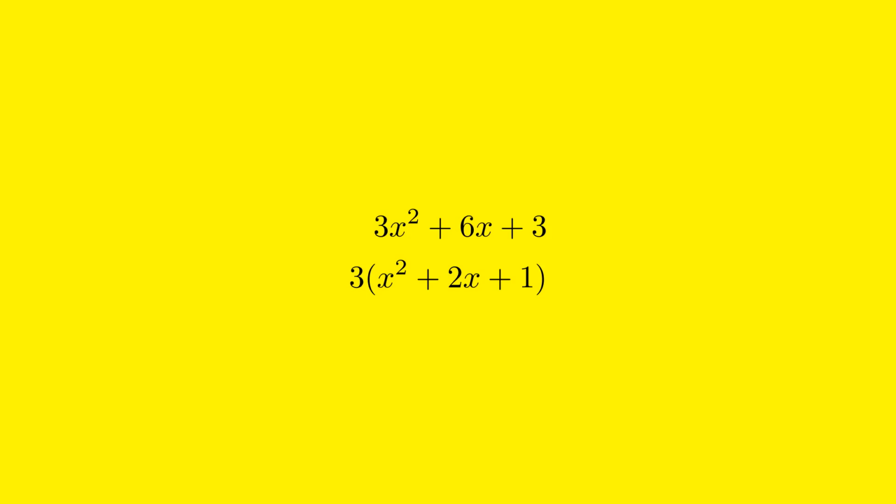Step 1. To begin solving the quadratic equation 3x squared plus 6x plus 3, we first look for a common factor across all terms. In this case, 3 is a common factor for each term. By factoring out the 3, we rewrite the expression as 3 times the quantity x squared plus 2x plus 1. This simplification helps to make the equation easier to handle in subsequent steps.